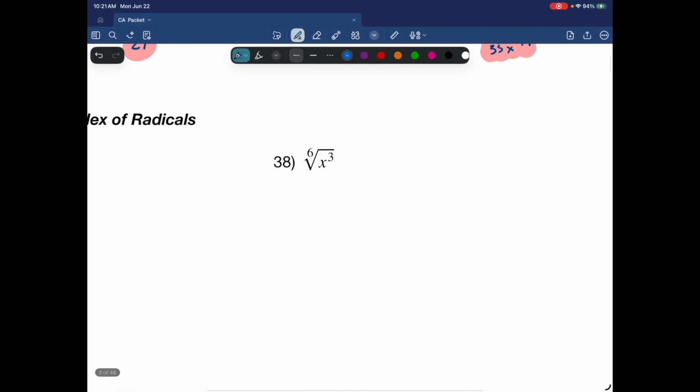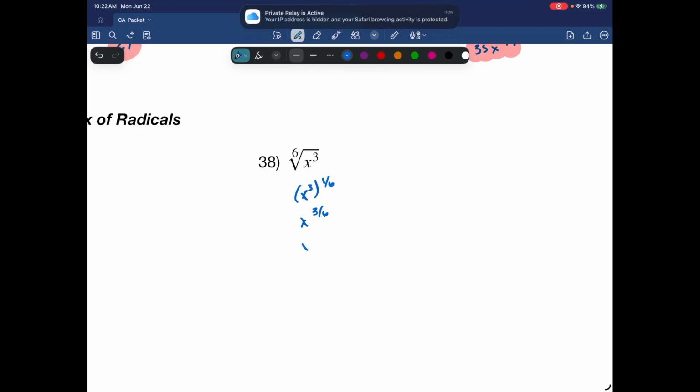Same thing on 38. You have x cubed, and then you have 1/6. Well, that's the same thing as x to the 3/6, which is the same thing as x to the 1/2, which is the same thing as square root of x.